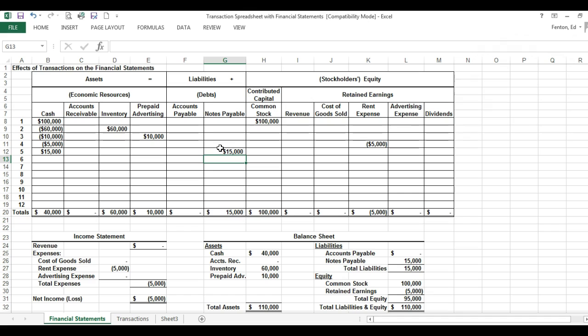The income statement was not impacted, but the balance sheet now shows changes on both sides again. Cash is now $40,000, and we now have notes payable of $15,000 as a liability. Total assets, $110,000, as well as total equity and the liabilities on the right side.